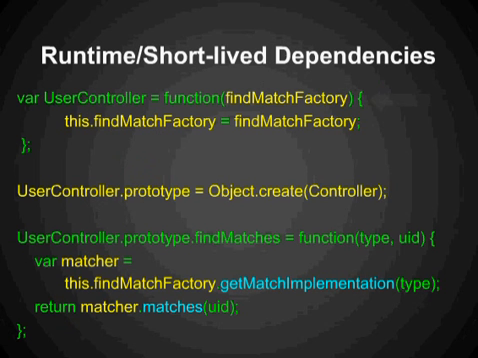So my getMatchImplementation is just going to convert a runtime value, in this case a string, to an object. And yeah, sorry, I'm running a little long here, but I promise I'm almost done.